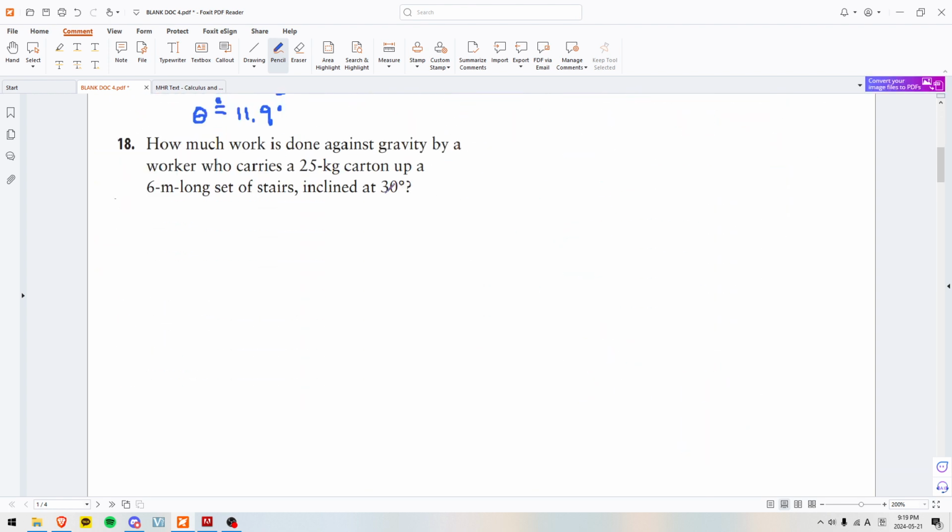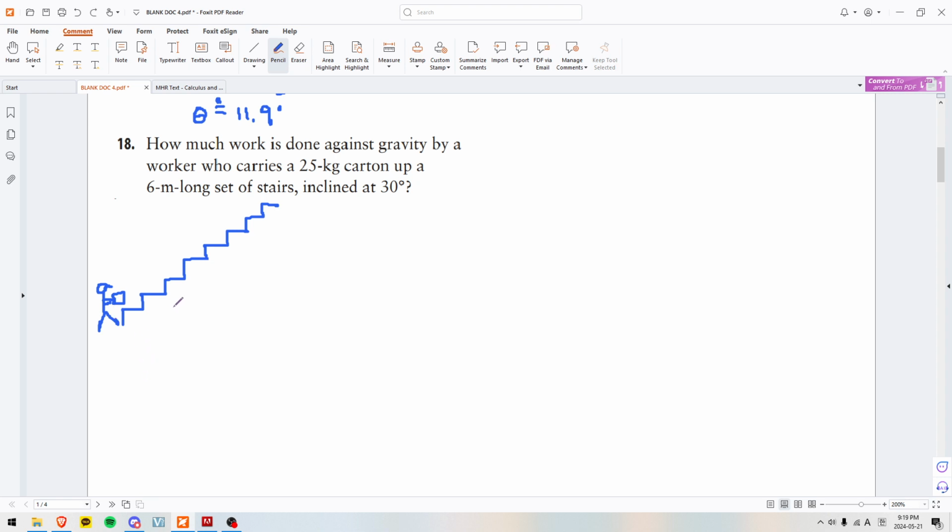Here we go. Number 18. How much work is done against gravity by a worker who carries 25 kilograms up a 6 meter long set of stairs, inclined at 30. Okay, so it's a little physicsy, but that's okay. The only trick between the previous question and this one is that we're going up. If I am carrying a package, what force am I applying onto the package? Am I pushing it this way, or am I using my muscles to lift up? The answer is I'm lifting up.